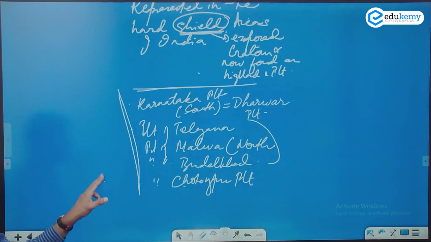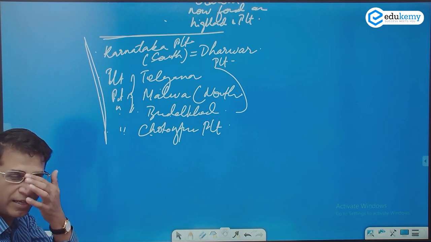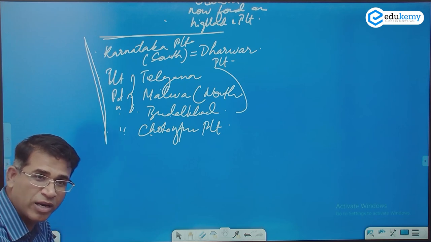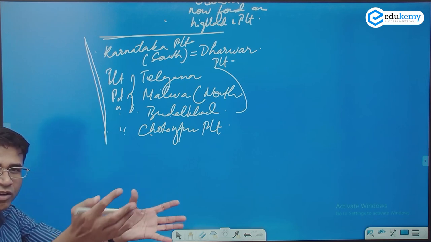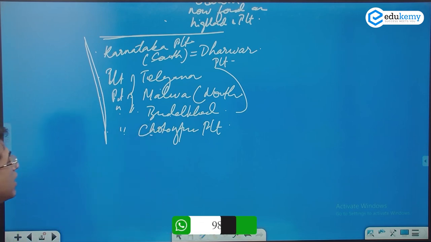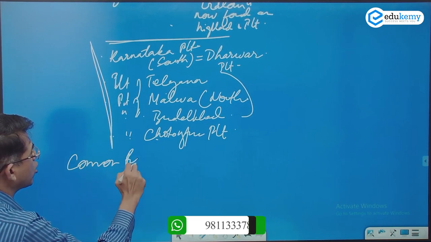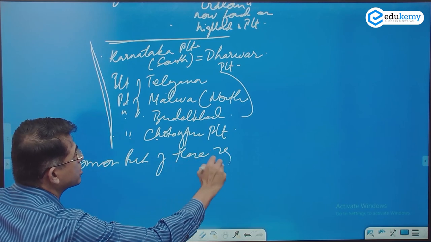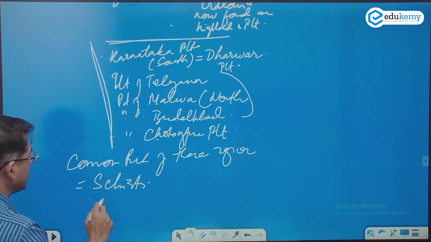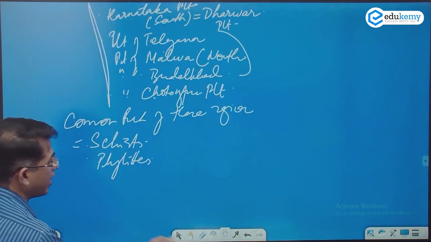Bundelkhand is Jhansi, Hamirpur, Banda district, the Shivpuri region, the whole Bundelkhand area. A part of Gwalior also, Lalitpur also. So all of the areas of northern MP and southern UP are areas of the Dharwad rocks. The common rocks of these regions are schists, very common, and phyllites.